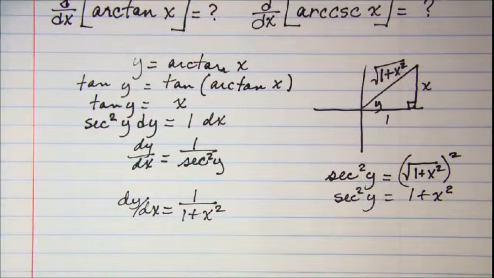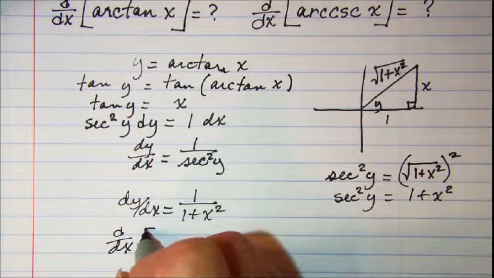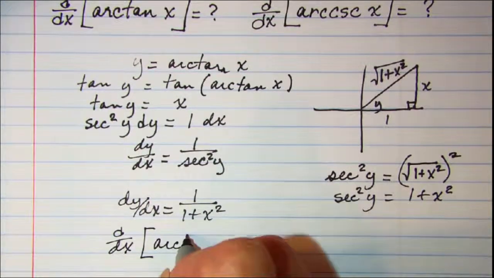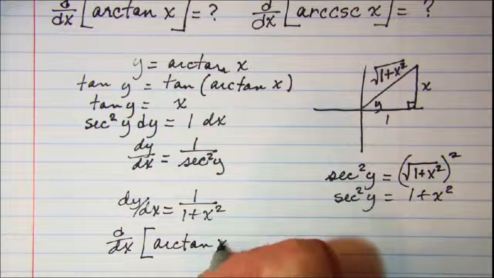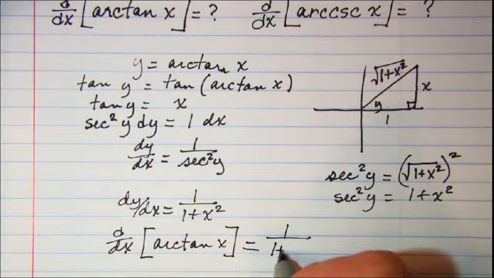If we write this as a rule, then our derivative with respect to x of arctan x is equal to 1 over 1 plus x squared.